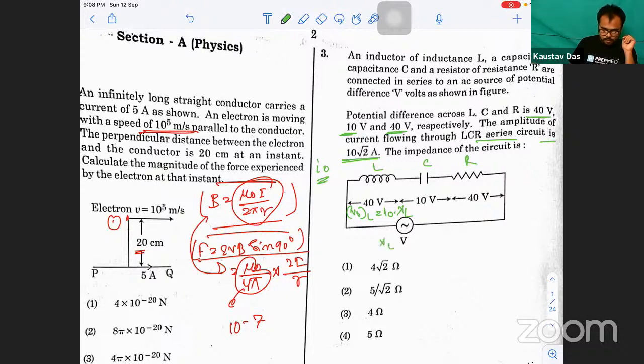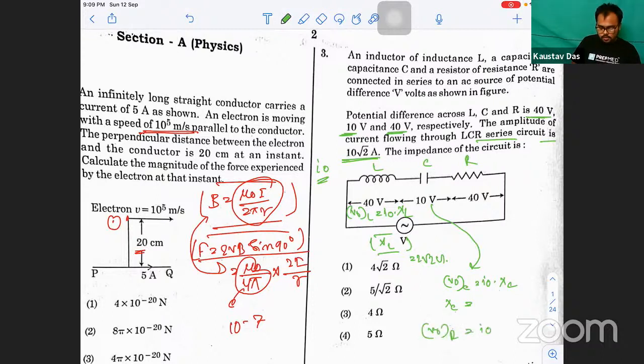I'm not going to calculate, it will take some time for the calculations. I have already calculated the value, and I'm going to tell you the final answer. The value of XL by this way that I have calculated comes as 2√2 ohm. And similarly from the C, you can apply that V0C is going to be I naught into XC. So from there, you can find out the value of XC as well. And you can also find out the value of R from the formula V0R is equal to I naught into R. So you can have the value of R, you can have the value of XC, and you have the value of XL.